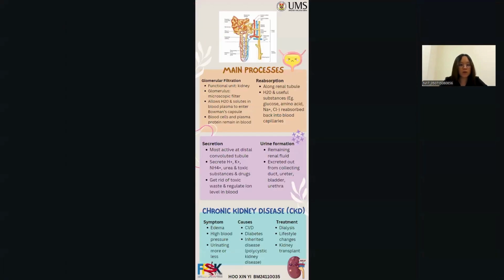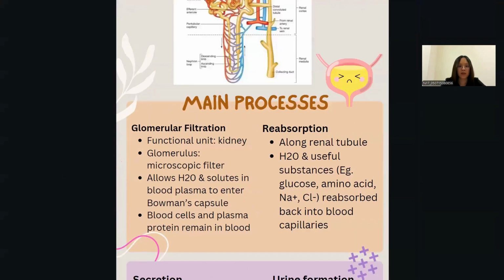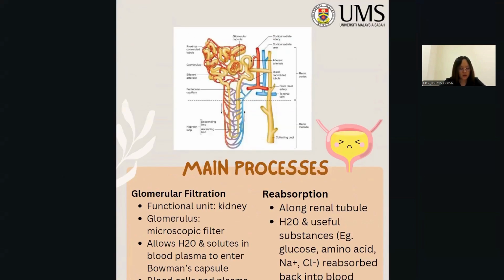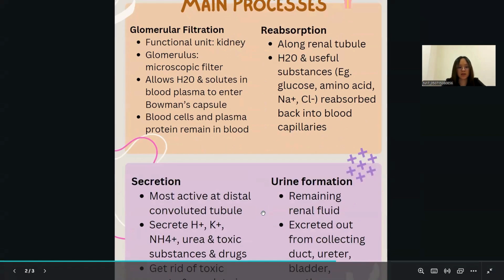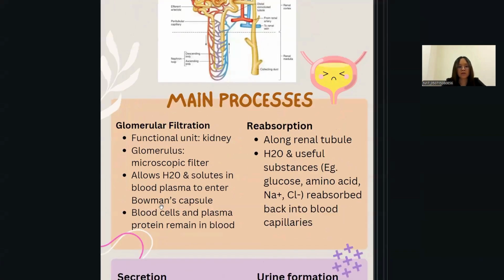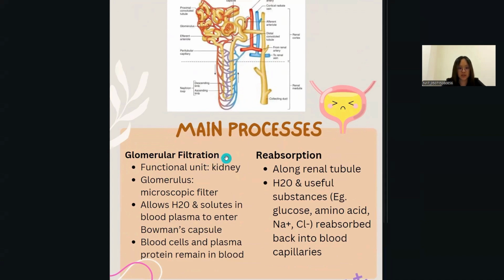And then now I'll be talking about the biochemical processes involved in the kidney. So basically the process is to form the urine and have it excreted out. So I'll be talking about the urine formation. There's actually three main processes, which are glomerular filtration, reabsorption, and also secretion. So it goes to our first process, which is glomerular filtration.